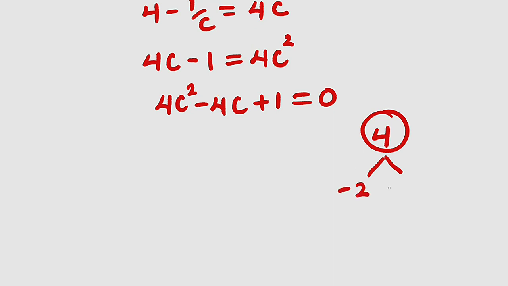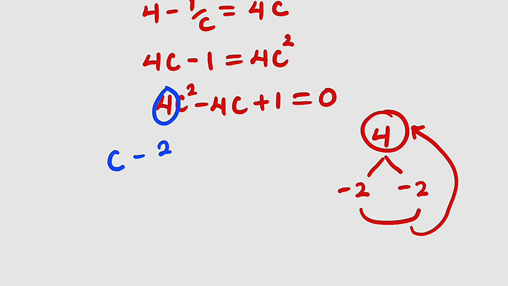The numbers must be negative 2, negative 2. If you multiply them together, you shall obtain this one, and if you add them together, you must get -4. So how do we factorize them? Using the shortcut, you take c minus 2, divided by the leading coefficient, which is 4.